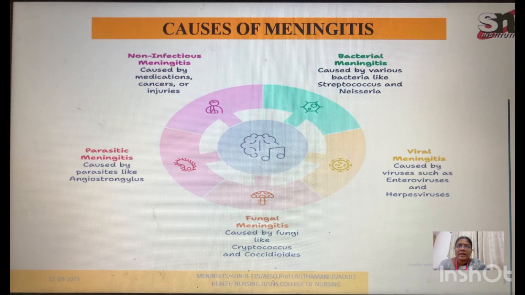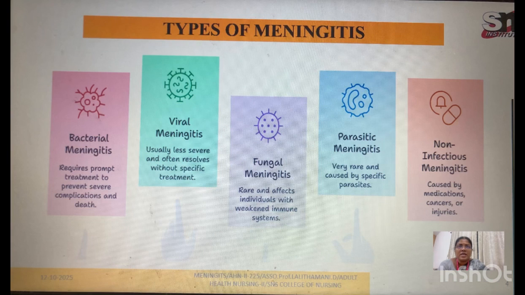When these five components are present, we need to find out the cause. Bacterial meningitis is caused by very commonly occurring bacteria, that is Neisseria and Streptococcus. Viral meningitis might be because of enterovirus or herpes virus. Fungal meningitis might be caused by Cryptococcus. Parasitic meningitis might be caused by angiostrongylus. And non-infectious meningitis might be because of cancers or tumors.